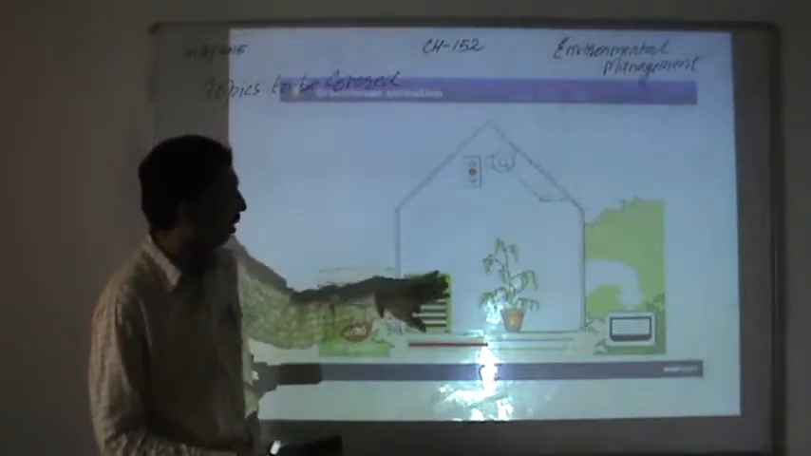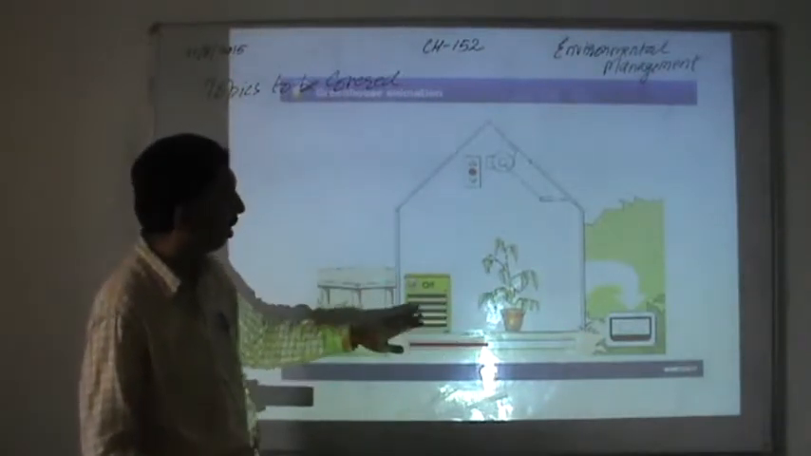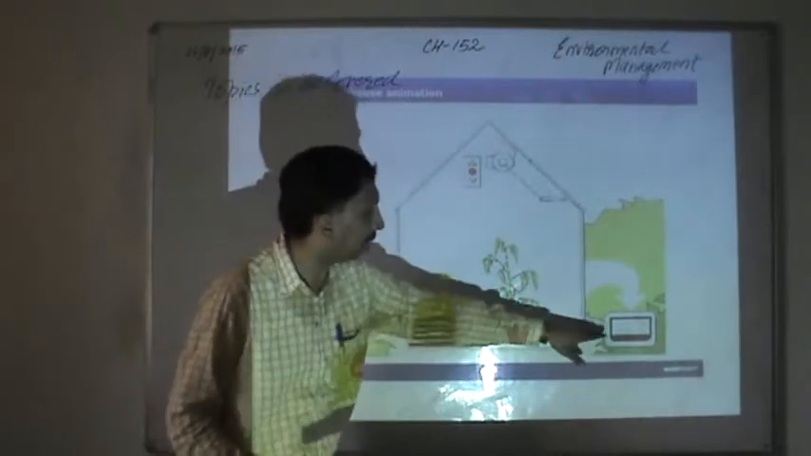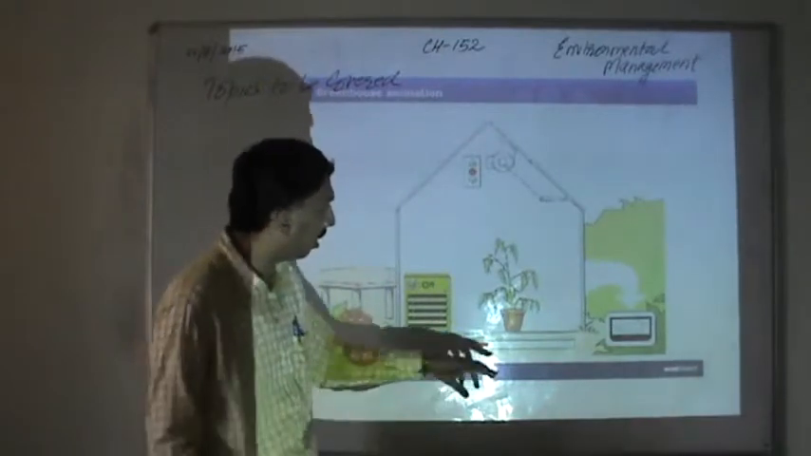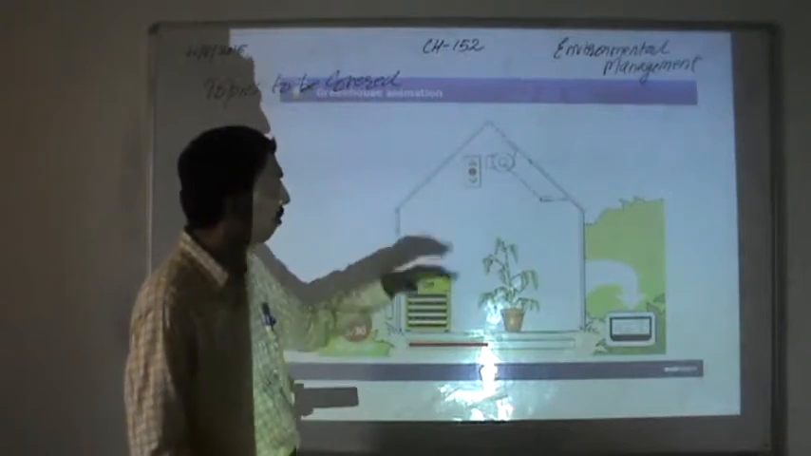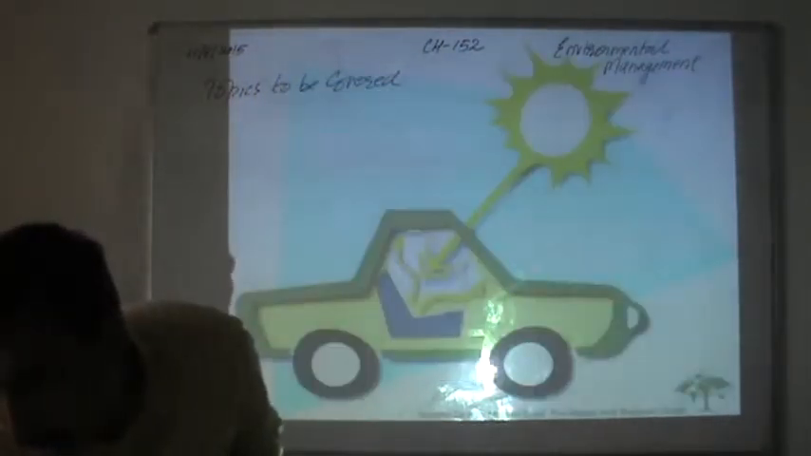Now you see this is the interior of that house in which plants are there. When solar radiation comes inside, the temperature is increasing. From the digital meter it may or may not be visible, but the temperature is displayed there: the interior of the house becomes much warmer than the exterior. So this is how global warming is taking place.